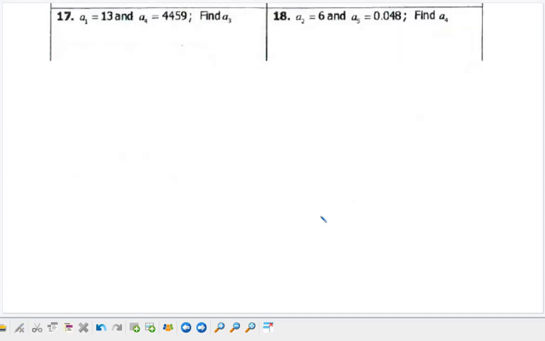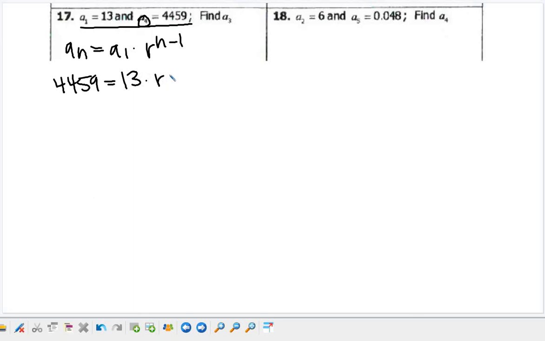Okay. Number 17, so we're given a sub 1, a sub 4, and want us to find a sub 3. But the problem, if you look at the formula, is I don't have r, so I can't find a sub 3 without r, so I need to use these two pieces of information to find r. So my a sub n would be 4459. Remember, a sub n is the value, the term value. N is the term number. A sub 1 is 13 times my ratio to the 4 minus 1.